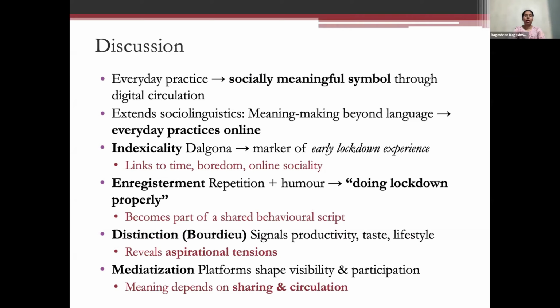Enregisterment happens through repetition and humor. So it becomes a part of a shared behavioral script. Then distinction signals productivity, taste, lifestyle. It reveals aspirational tensions as well. And mediatization: platforms shape visibility and participation. So they show how meaning depends on sharing and circulation on digital platforms.